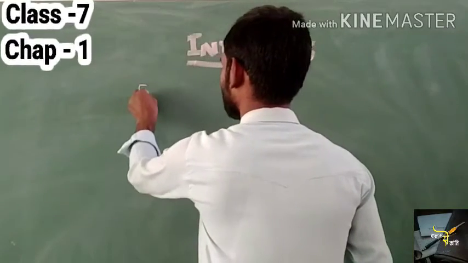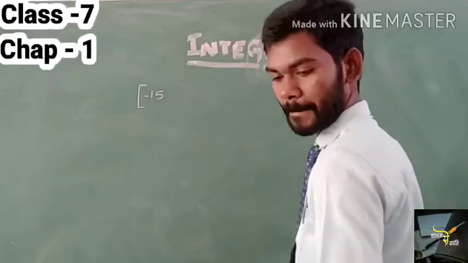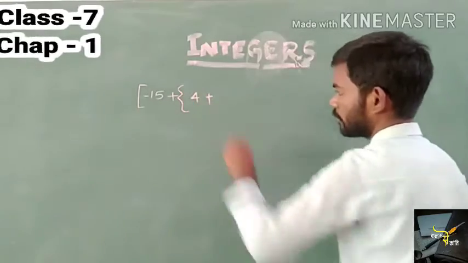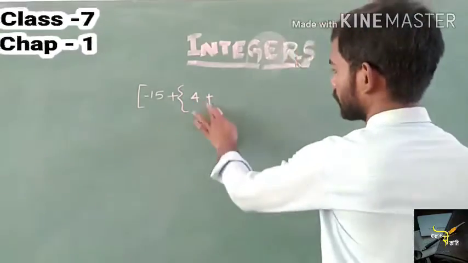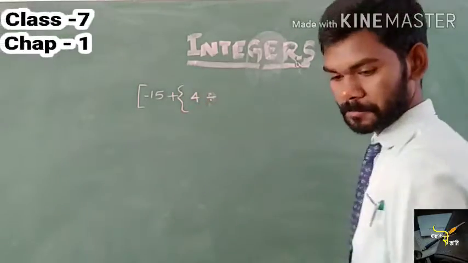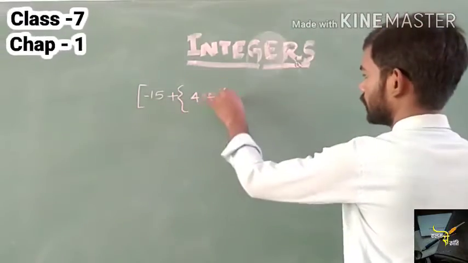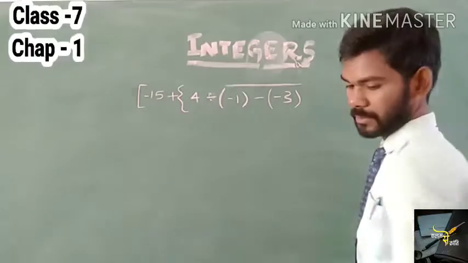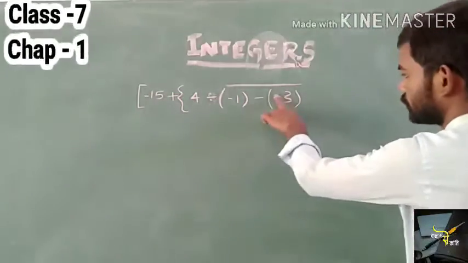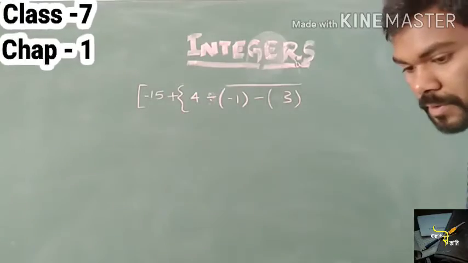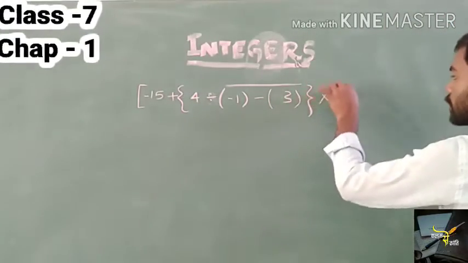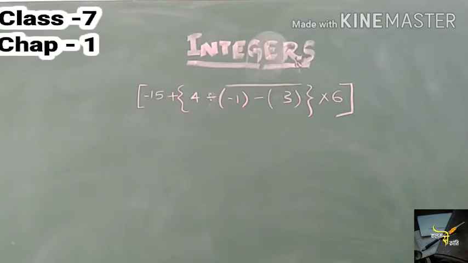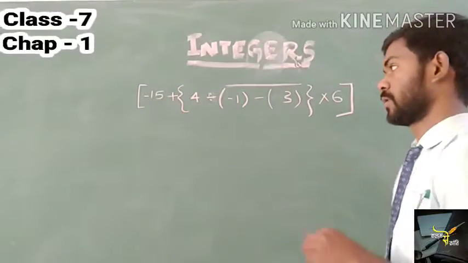The question is given: -15 plus 4 divided over -1 -3 bar, multiplied by 6. This is the given question. Now let us solve it.